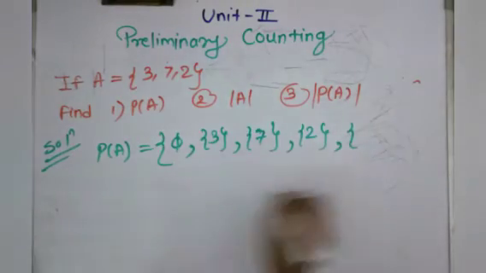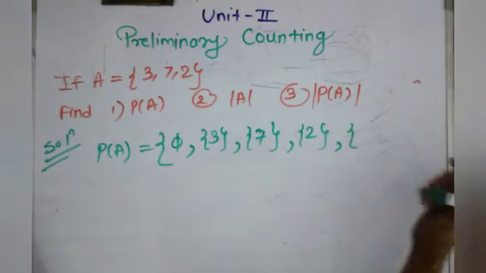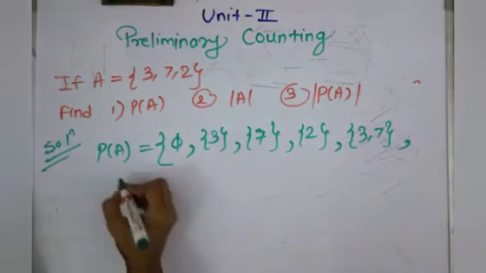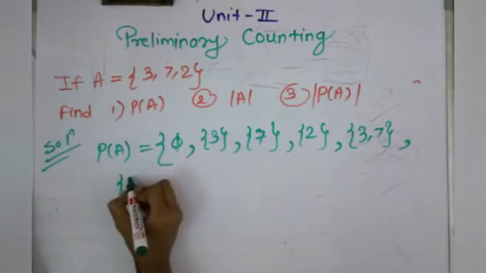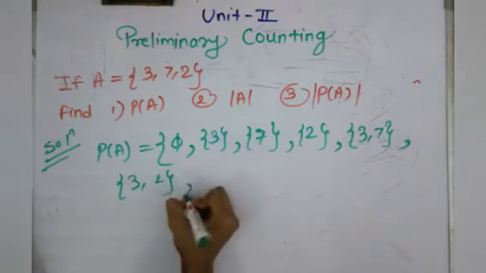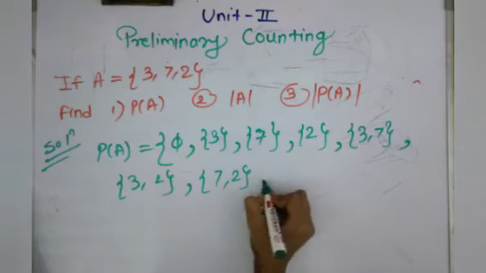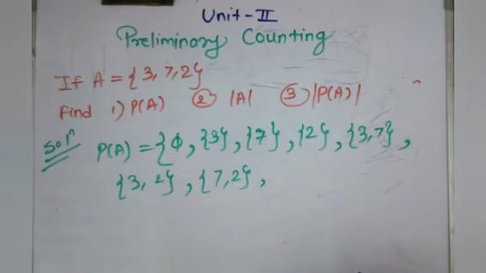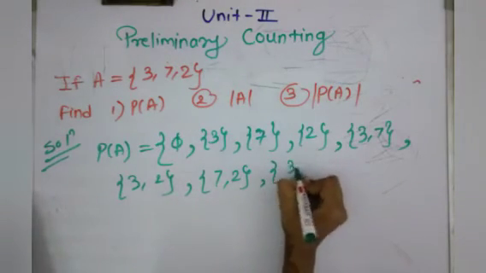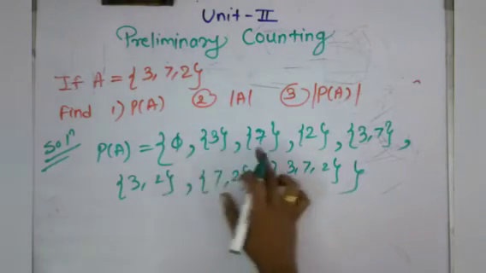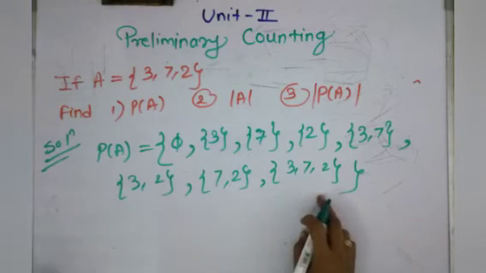Now we will take subsets of two elements, so {3, 7}. Second element is {3, 2}. After that, {7, 2}. Okay, and the whole set {3, 7, 2}. Now how many elements are there? 1, 2, 3, 4, 5, 6, 7, 8.